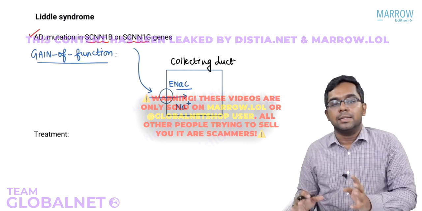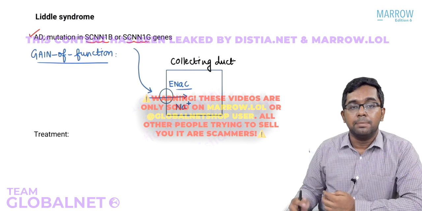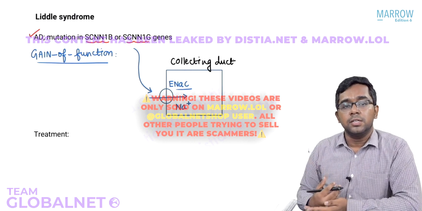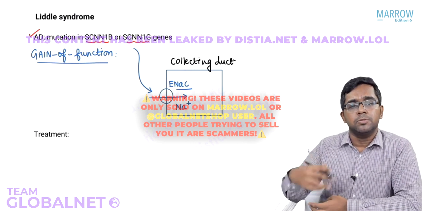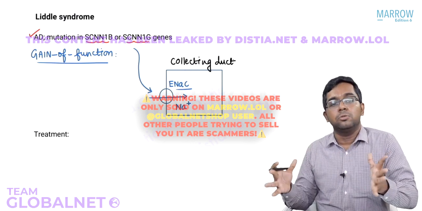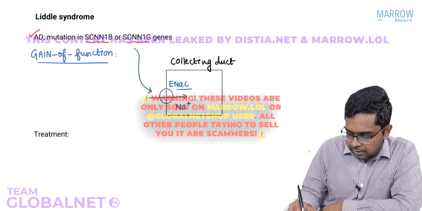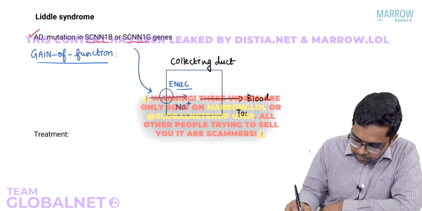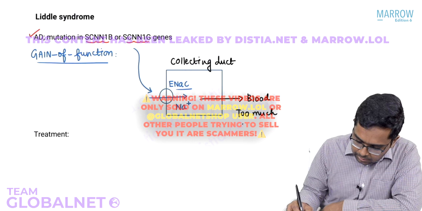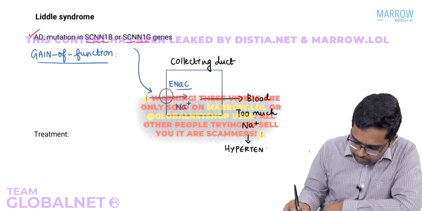Now you can remember like this: because of gain of function mutation of this particular channel, the channel will keep on functioning at a very fast rate. So it keeps on absorbing sodium because it is acting too much. Gain of function, right? The sodium, once it is absorbed, will enter into the blood, right? And when there is too much sodium in the blood, what do you think will be the problem? The problem is going to be hypertension. Very simple. Are you able to follow this, right?